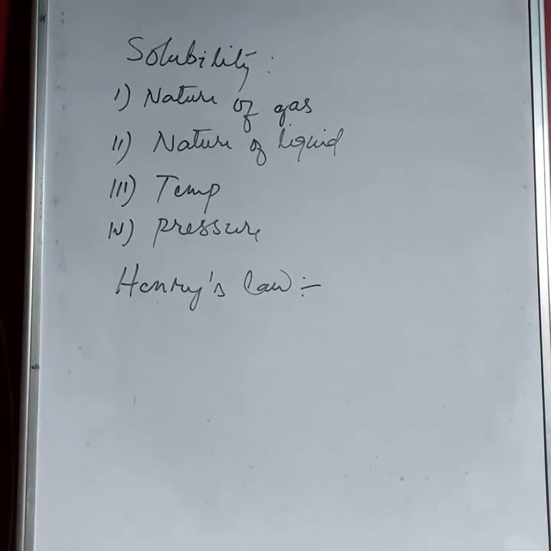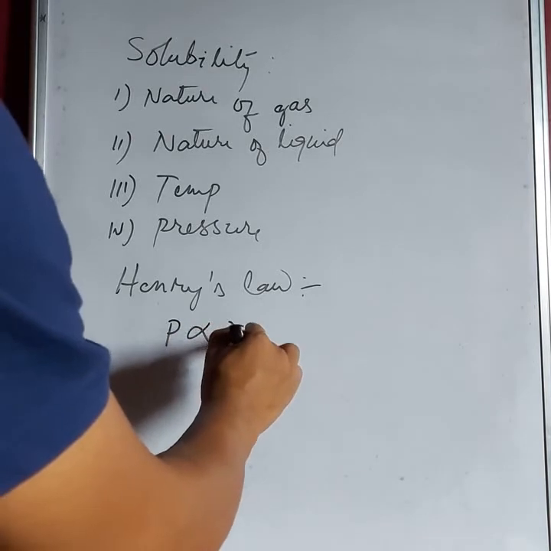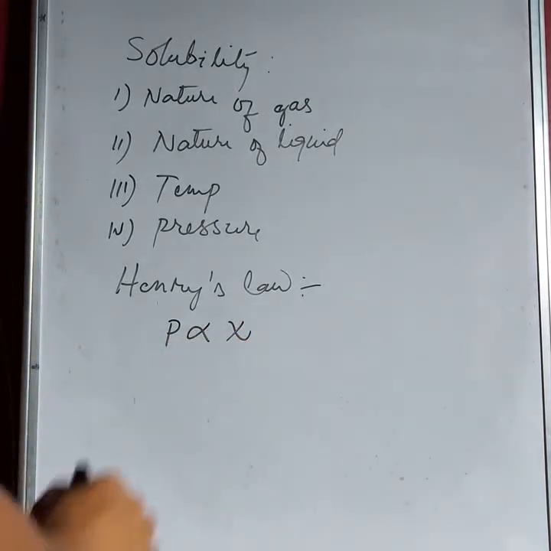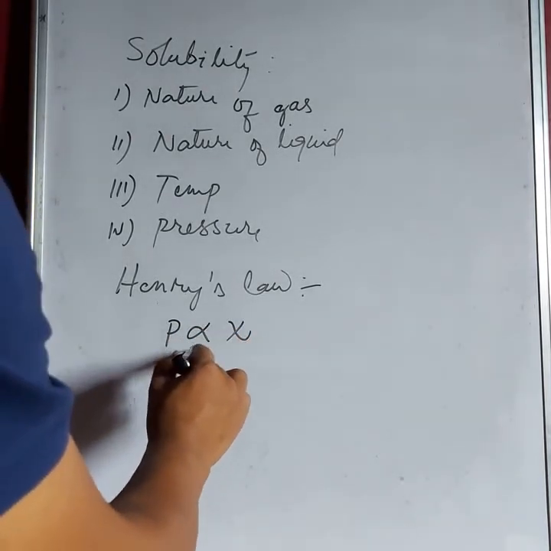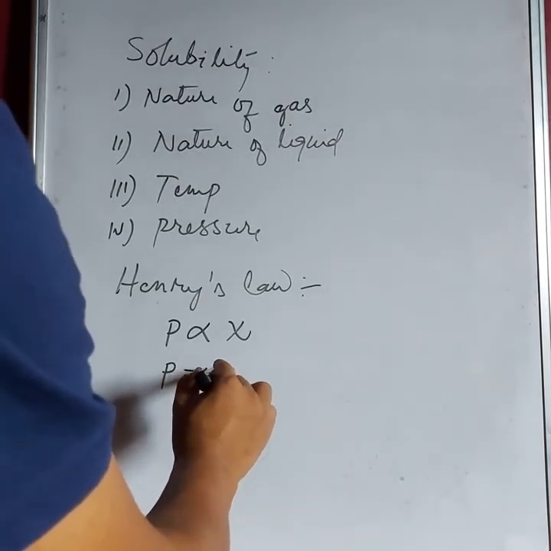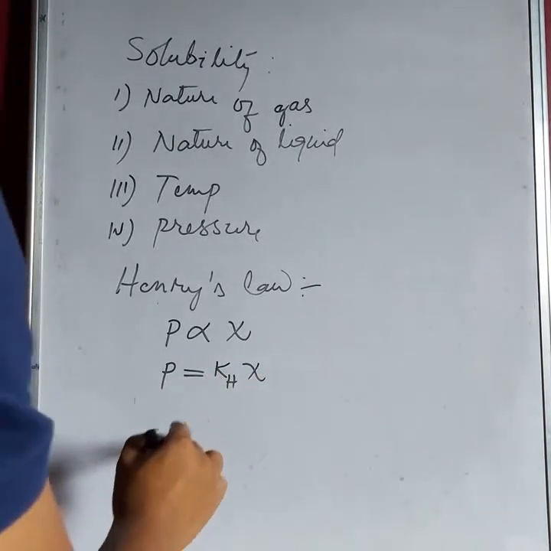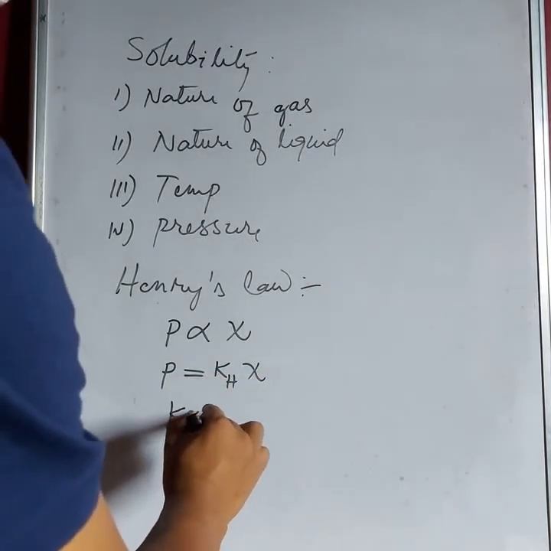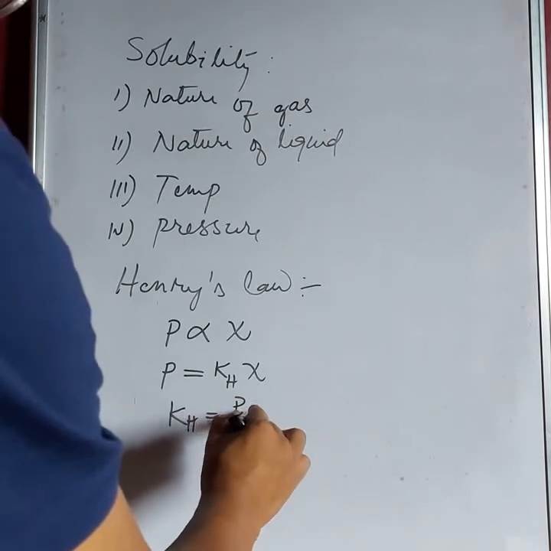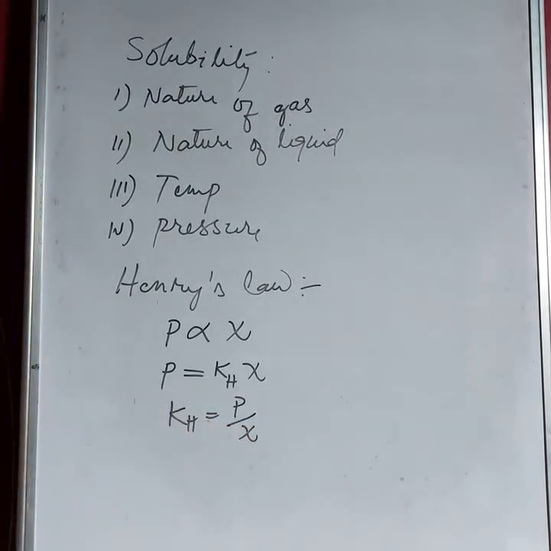By the definition itself, partial pressure is directly proportional to the mole fraction. So we can remove the proportionality by putting a constant. So K_H is equal to P over the mole fraction. This K sub H is our Henry's law constant.